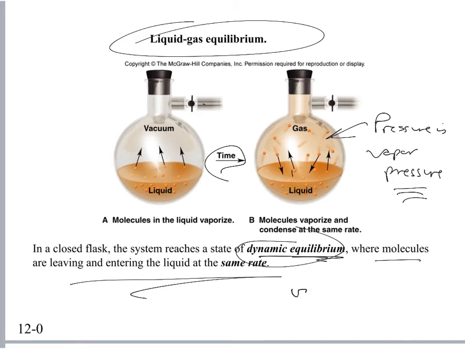Okay. What if you have a volatile liquid, like let's say nail polish remover? Then you have a high vapor pressure. What if you have something like liquid mercury, which doesn't vaporize much at all? You have a low vapor pressure.